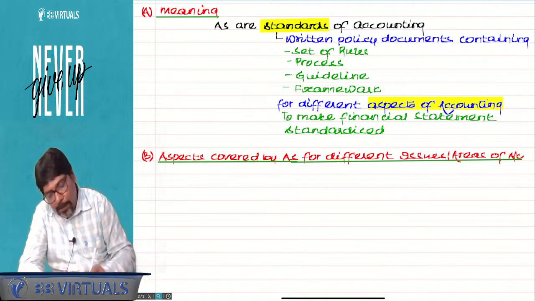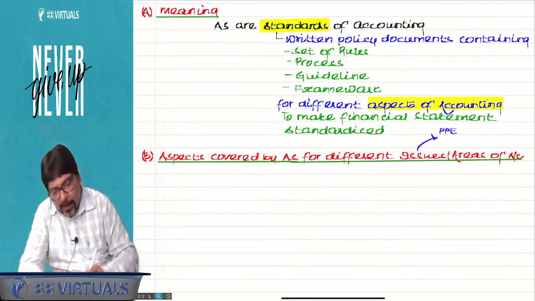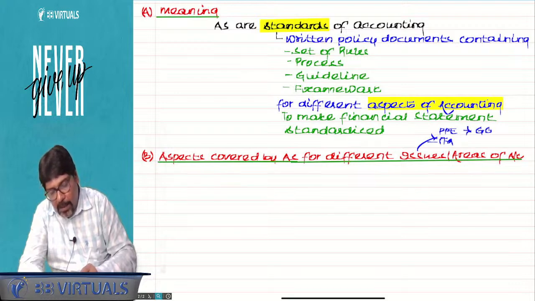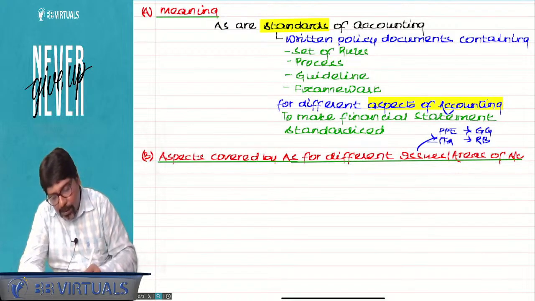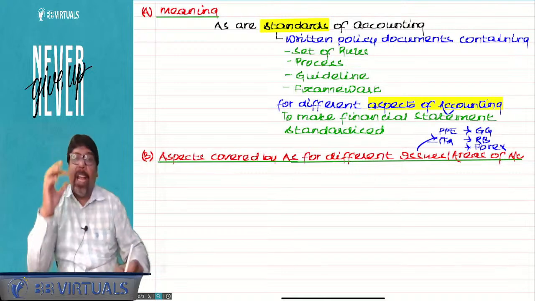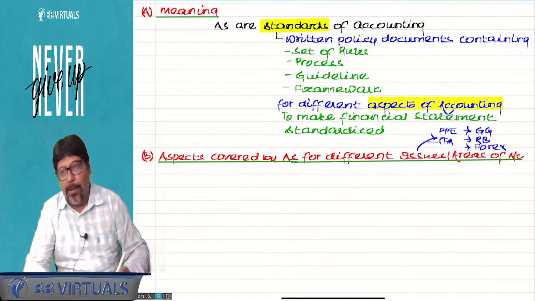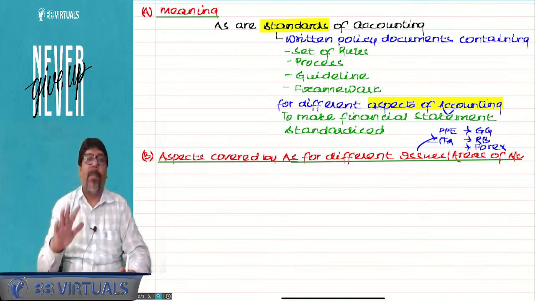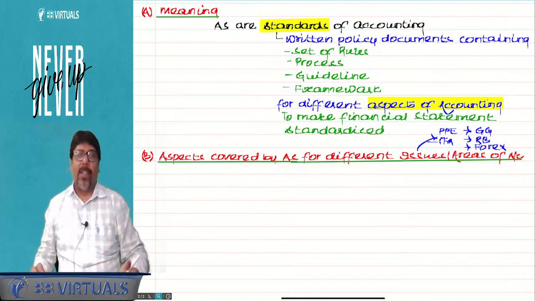What were the issues? PPE is an issue. How to value, depreciation, everything will be done. Intangible asset is an issue. Government grant is an issue. Retirement benefits is an issue. Foreign currency transaction is an issue. For every issue, how many aspects does the accounting standard have? Seven.